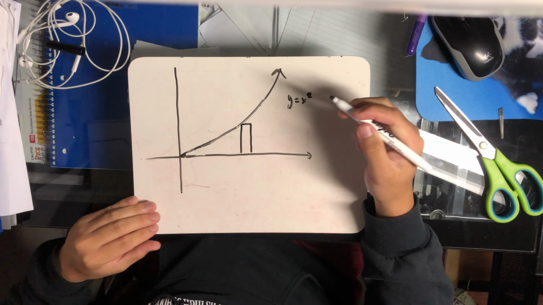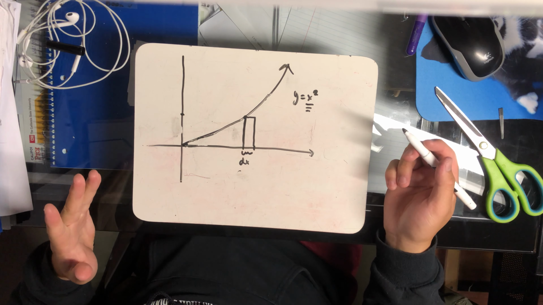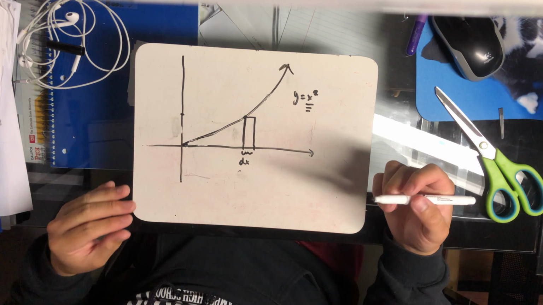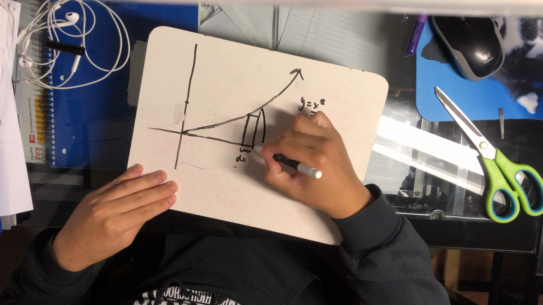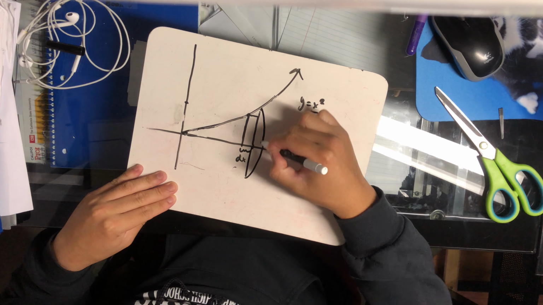So now we know that the height of each rectangle is x squared, and the width of each rectangle is dx. However, with the disk and washer method, let's start off with the disk method. As the figure gets rotated, this rectangle gets rotated as well. So if this rectangle goes one revolution, it becomes a disk. So if you look at here, you can visualize this process.